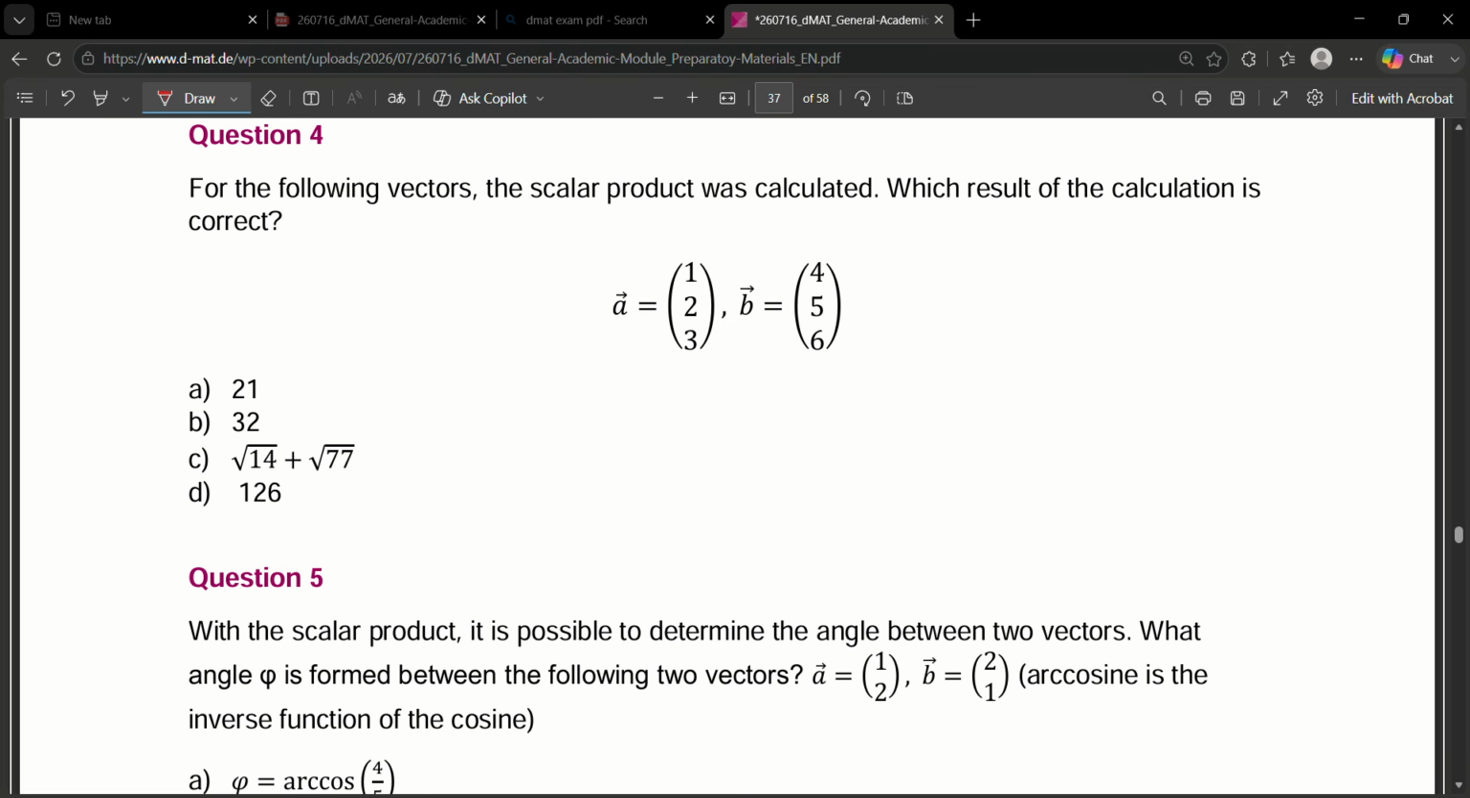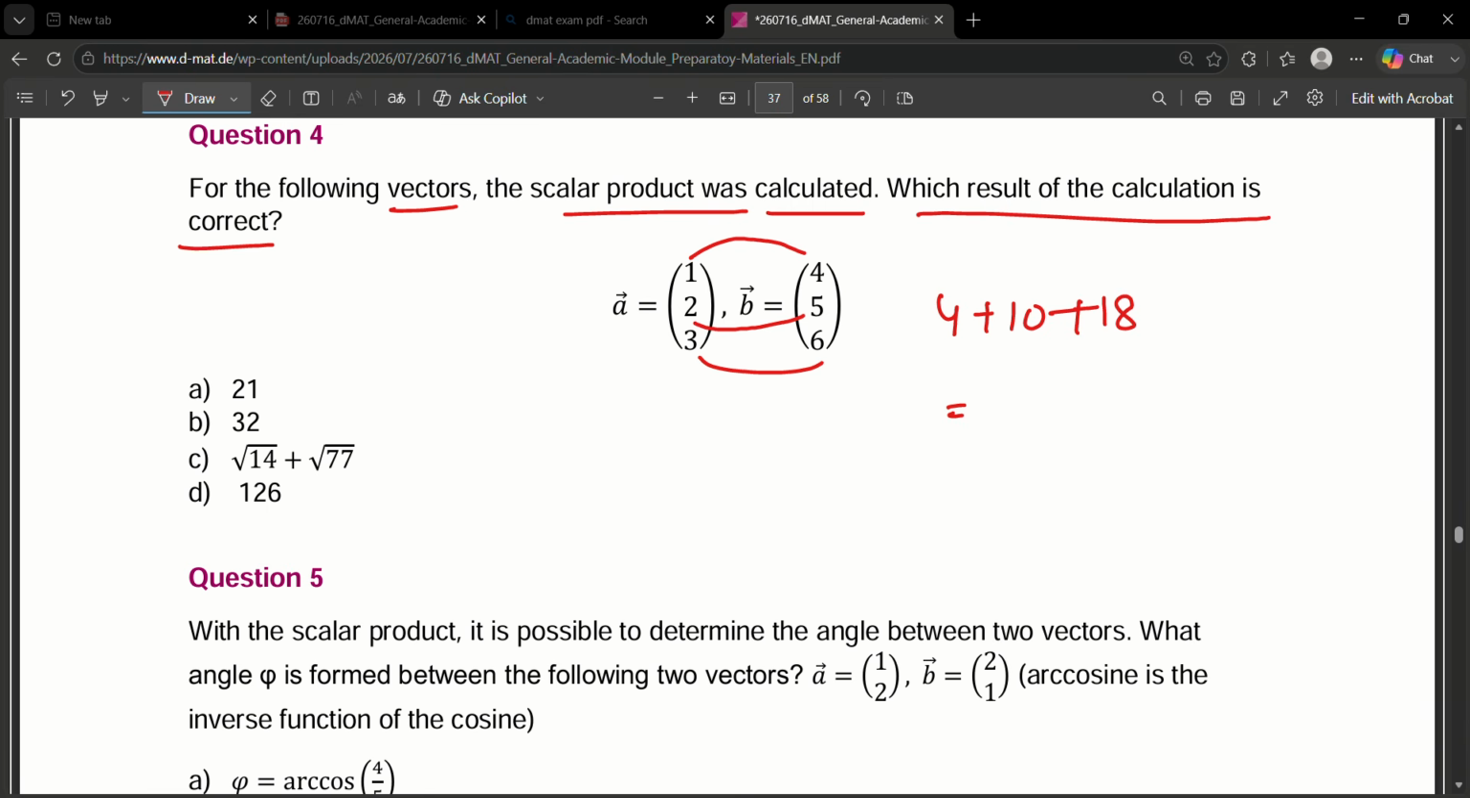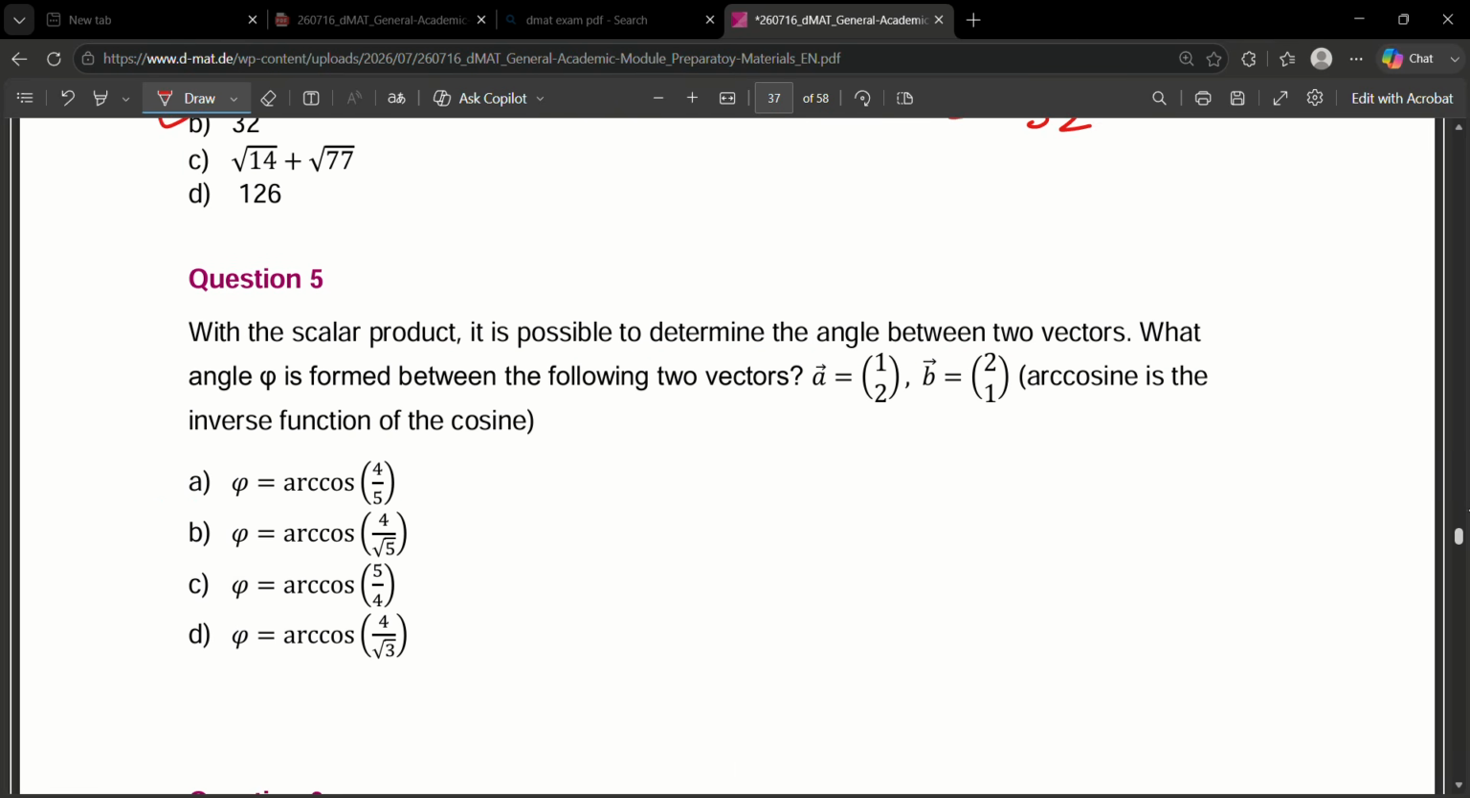Now move to question number 4. For the following vectors, the scalar product was calculated. Which result of the calculation is correct? It is the easiest question, okay? You just have to find the calculation. What are you going to do in the scalar product? 1 multiply 4, 4, plus 2 multiply 5, 10, plus 18. So basically you are doing this in your mind. You have to do the product, that would be 32. Answer is 32. Now move to the next question.